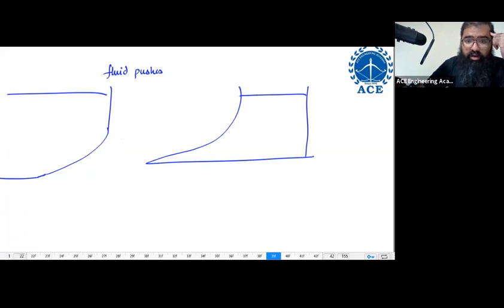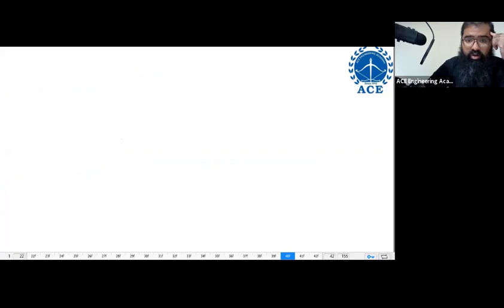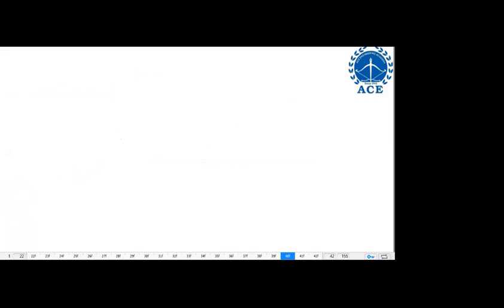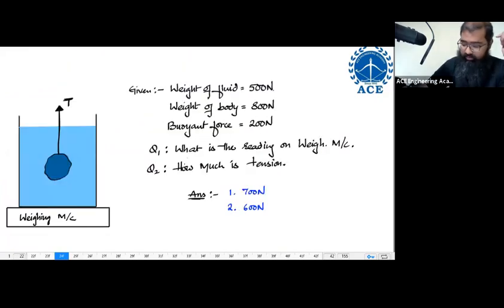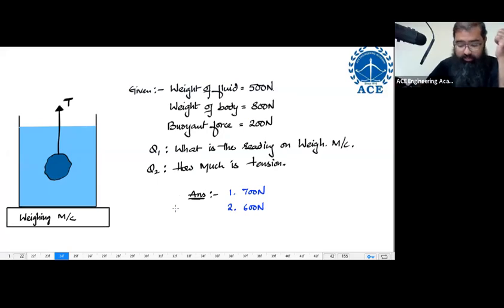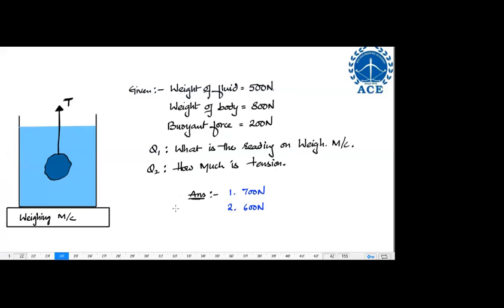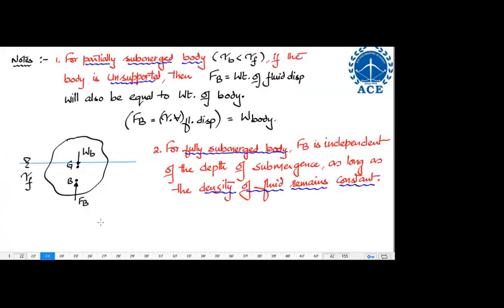Pushpendra Dawar, please speak. Am I audible? Yes, you are audible. Tell me. Sir, I have a doubt in the weighing machine question. In this, the mass in the middle is held by a string, right? It is held by a rope. Sir, if the string was not there, then what would happen? If the string was not there, then the reading on the weighing machine would be equal to the weight of fluid plus the weight of body. The body will go down to the surface, right?